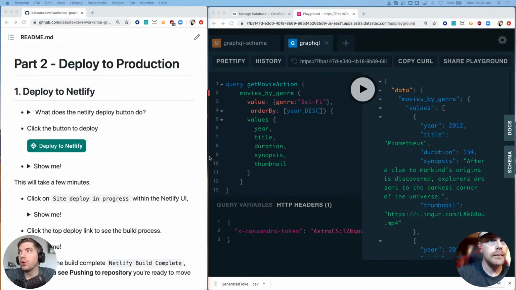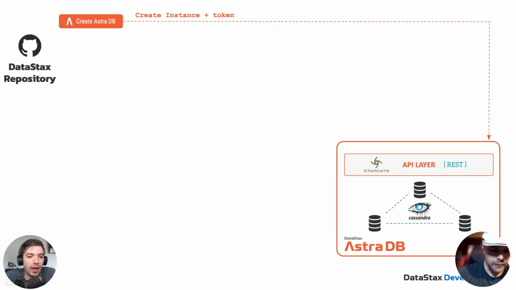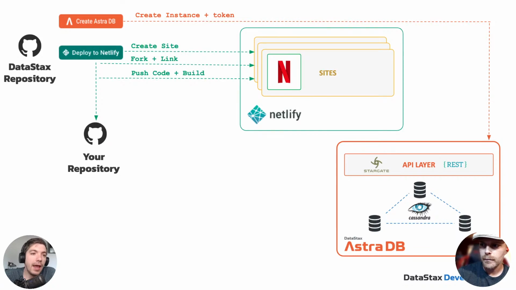I'm going to go real quick back to the slides to talk about the next part, which is how we're deploying this. So we have created the database. We've inserted information into that database. We're using the Stargate API layer and GraphQL to manipulate and access that data. Now, we are going to deploy to Netlify.